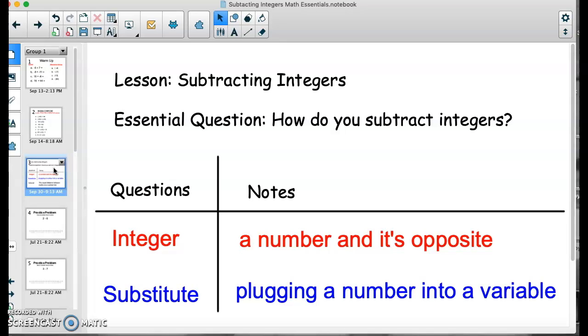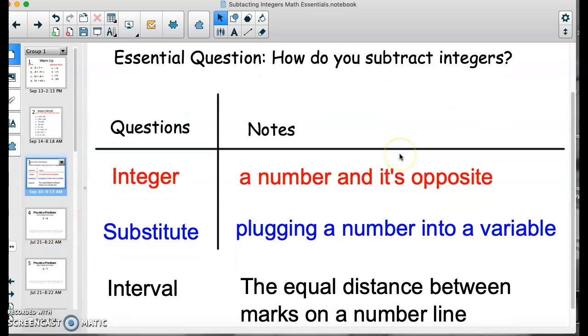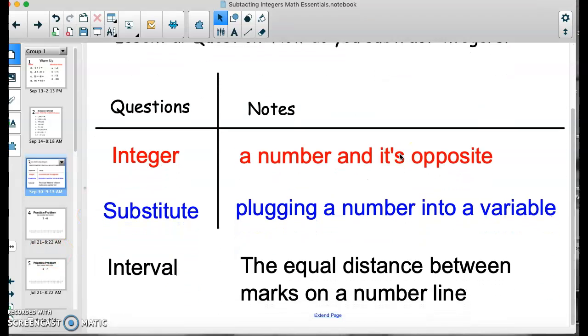Alright, so like I said, this lesson is on subtracting integers. The essential question is, how do you subtract integers? So, questions that we have with our notes. The first is an integer. What is an integer? An integer is a number and its opposite. So if you take 4, for example, its opposite is -4. So those two numbers are an integer.